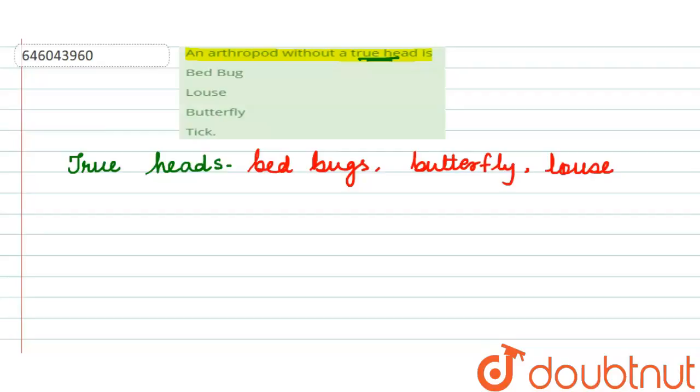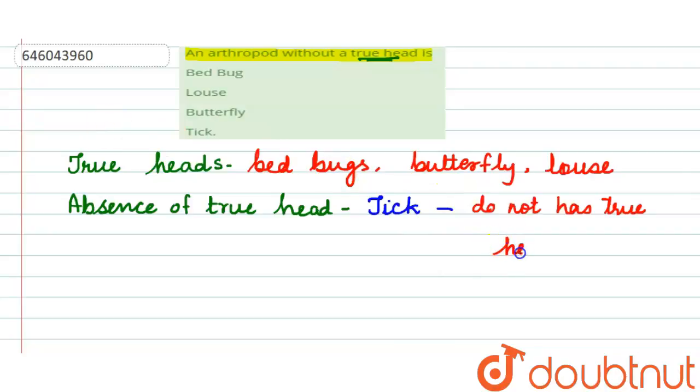Now if we talk about the ones which do not have true head, or we can say the ones which show absence of true head in arthropoda, so we have to reach out to that. So it is actually observed in the case of your tick, because the tick is one which does not have a true head. So we can say tick is the correct option for this question.